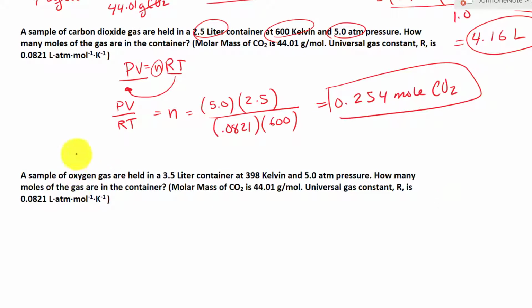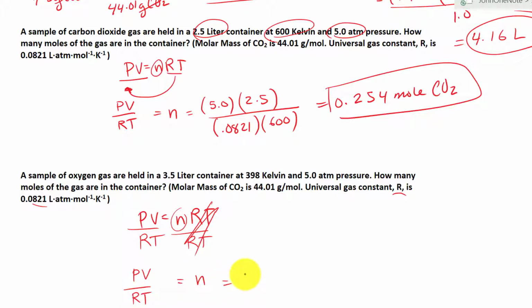A sample of oxygen gas, notice I changed carbon dioxide to oxygen, is held in a 3.5 liter container at 398 Kelvin and at 5 atm pressure. How many moles of the gas are in the container? And I give you the molar mass of carbon dioxide. Do we care? No, we don't, because we're talking about oxygen. But the R constant for any gas will be the same. So again, we have PV equal to nRT. And again, to solve for the number of moles, which is this one here, we have to divide both sides by RT, so that they cancel out and simplify to equal 1. So we have n equal to PV over RT.